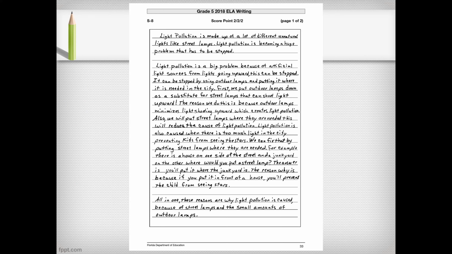Also, we will put street lamps where they are needed. This will reduce the cause of light pollution. Light pollution is also caused when there is too much light in the city, preventing kids from seeing the stars. We can fix that by putting street lamps where they're needed.